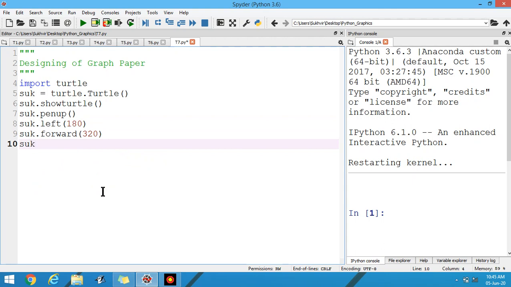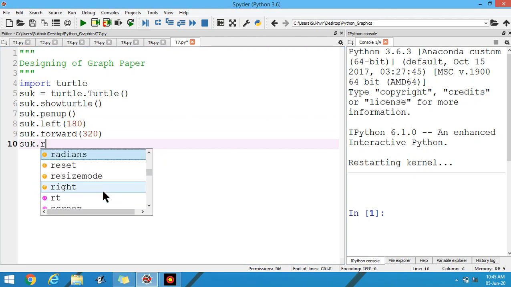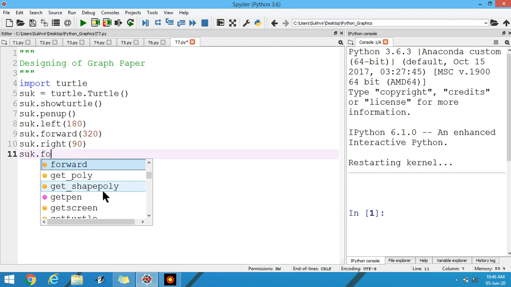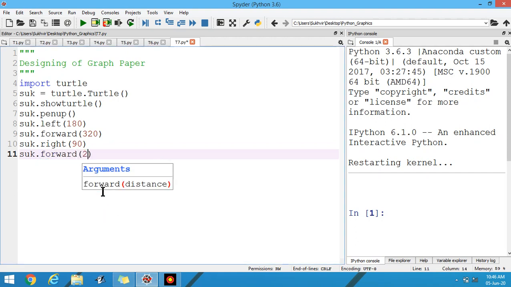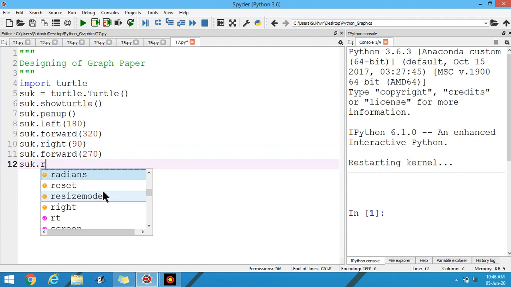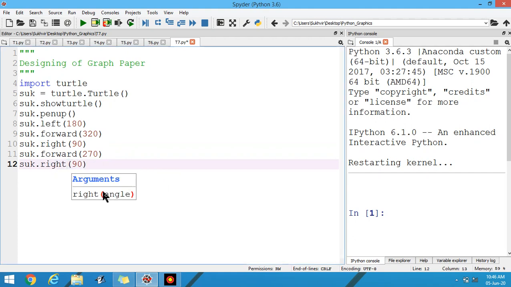Then suk dot right at an angle of 90 degrees, suk dot forward, suppose the distance is 270, then suk dot right at an angle of 90 degrees. Basically now we are at the location where we have to draw the line starting from this point to this point. Suppose it is the turtle screen.